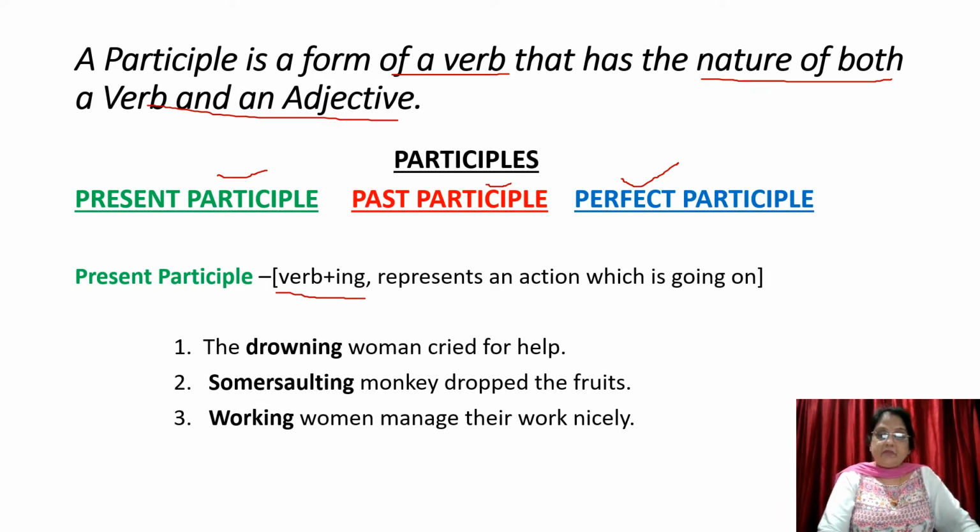So the drowning women cried for help. Here drowning, drown word है, base word, and ing लगा के it has become drowning. And it is behaving like an adjective and describing the women. This drowning is describing women, telling more about women. And cried is a main verb. Cried main verb है, drowning नहीं है यहाँ पे main verb. Okay, drowning तो अब adjective की तरह behave कर रहा है ना? It has the nature of both verb and adjective.